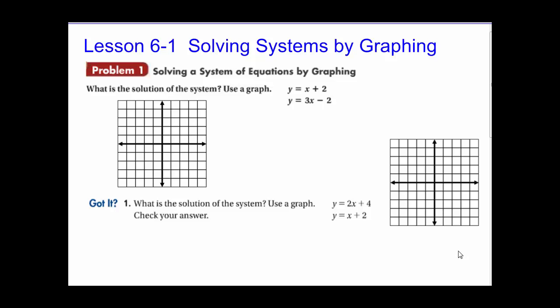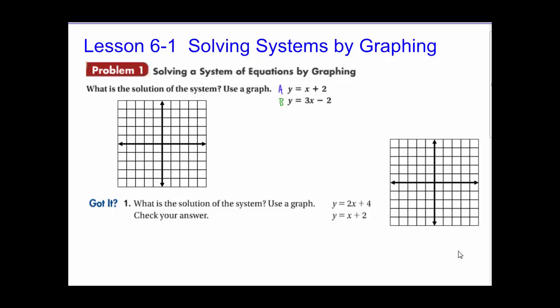On problem number 1, we're going to solve a system of equations by graphing. We need to figure out what is the solution of a system. What we can do is take our two equations and graph both of them. We have the first one, we'll call this A, and the second one, we'll call this B. They are both in slope-intercept form.